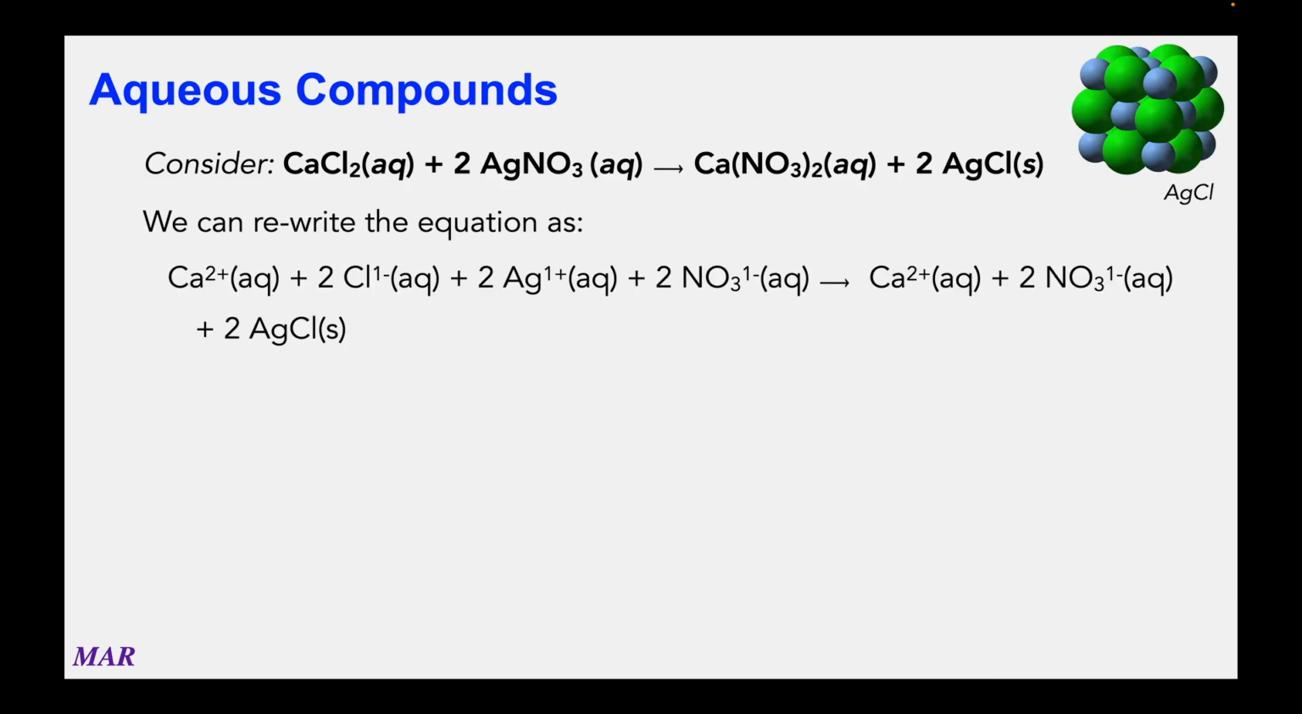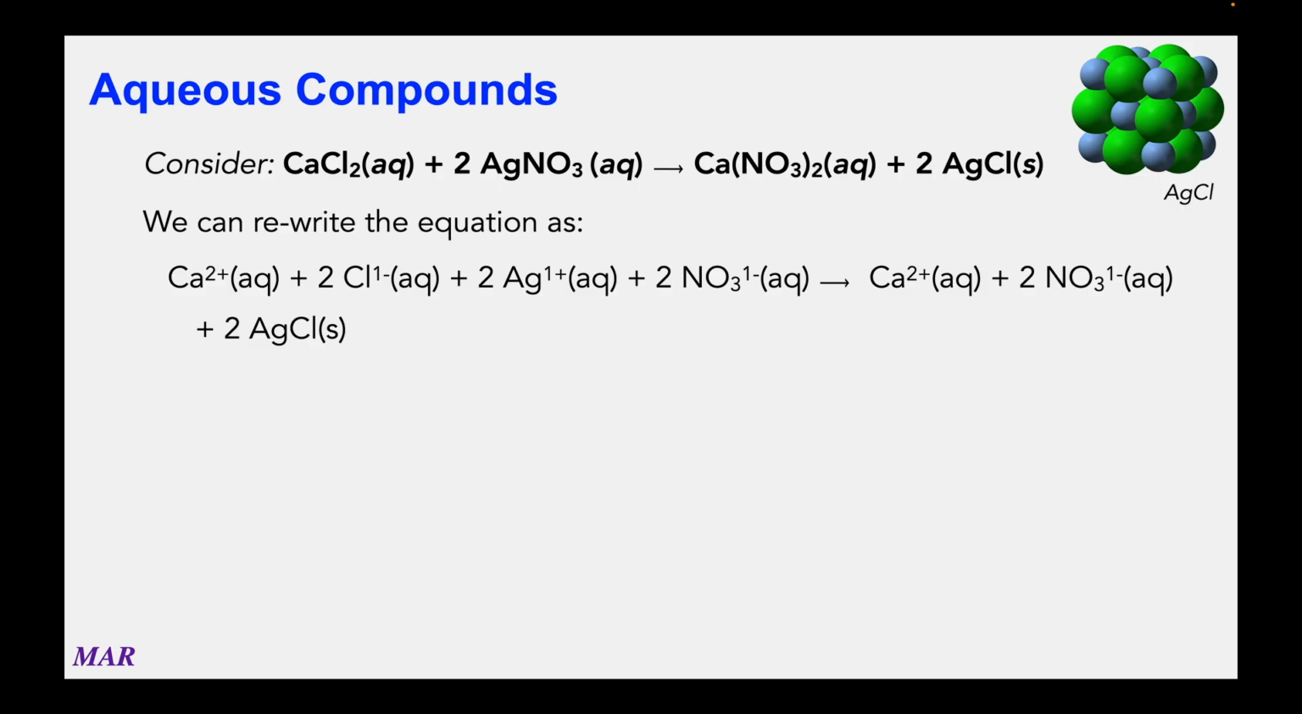If you reconsider this reaction, you can break again everything that's AQ up into cations and anions. So the calcium chloride breaks up into calcium and 2 chlorides. The 2 silver nitrates break up into 2 silver plus and 2 nitrates. On the product side, the calcium nitrate breaks up into calcium 2 plus and 2 nitrates, but you don't break up solids, liquids, and gases. So AgCl, the 2 AgCl, stays the same.